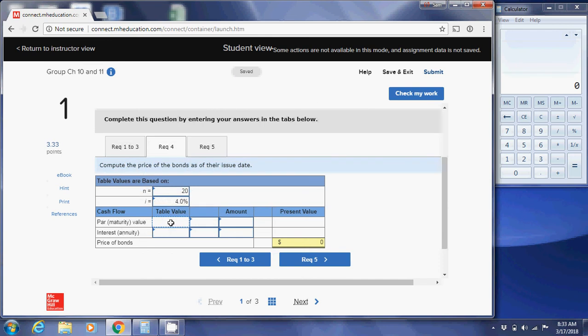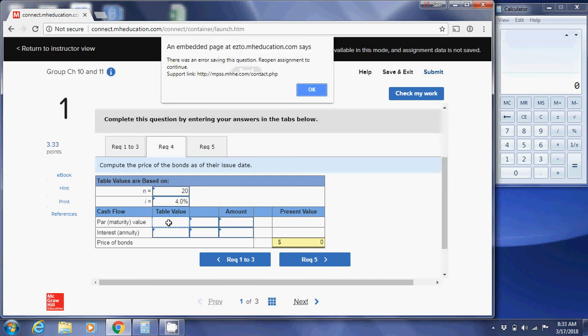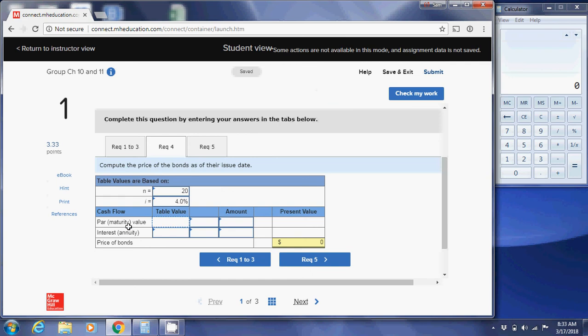And then what we would need to do is figure out from the present value tables the factor that we'll need to use. So they're asking us what table value or present value factor will we use for the par value of $800,000, and which table factor will we use for the interest? Well, the par value is that one lump sum that has to be paid back at a future date. The interest is the periodic payments, or an annuity.